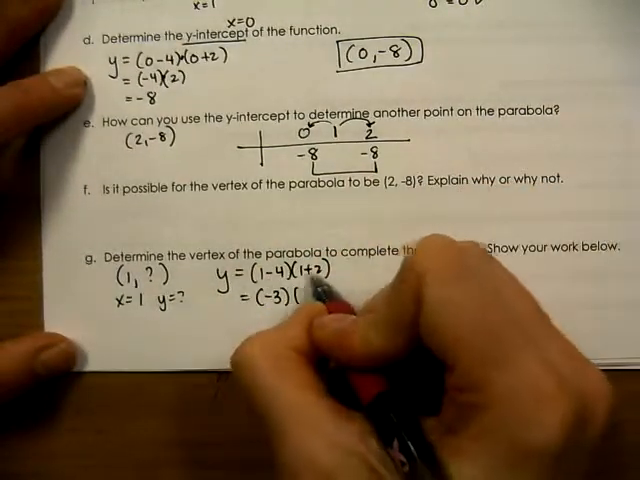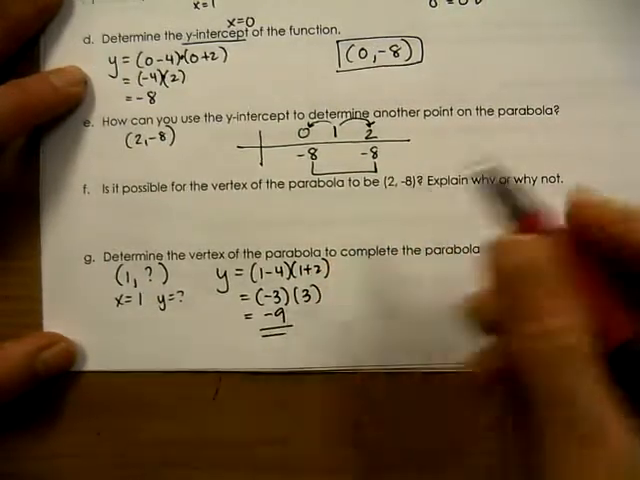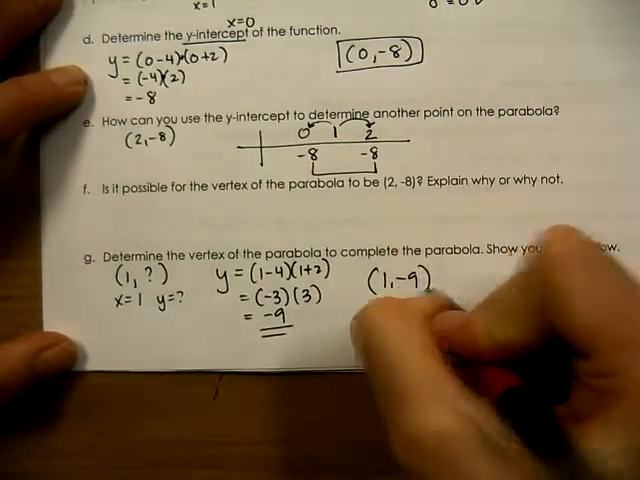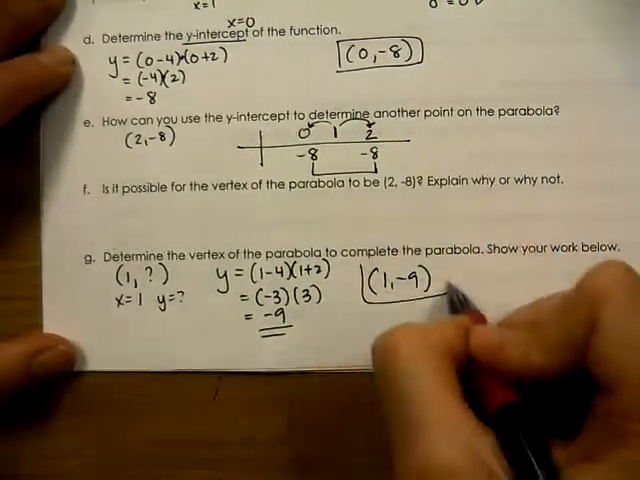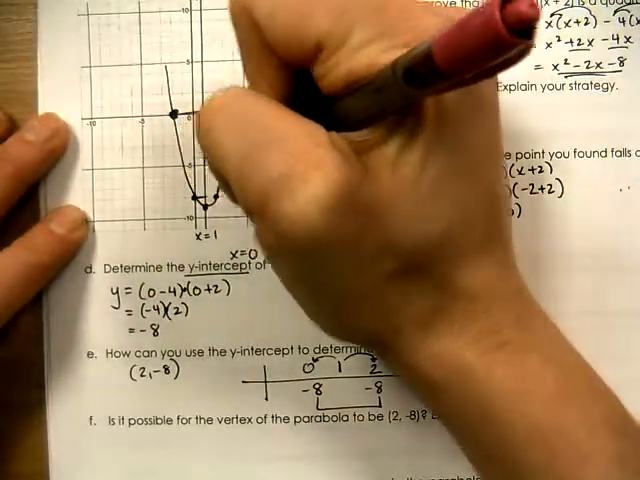1 minus 4 is -3. 1 plus 2 is 3. -3 times 3 is a -9. So the y-coordinate is -9. So my vertex will have the points 1, -9. And then when I look back at the graph, that makes sense because now I have this parabola.